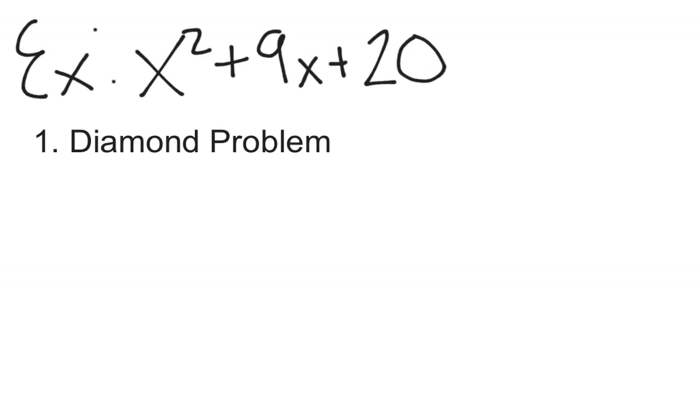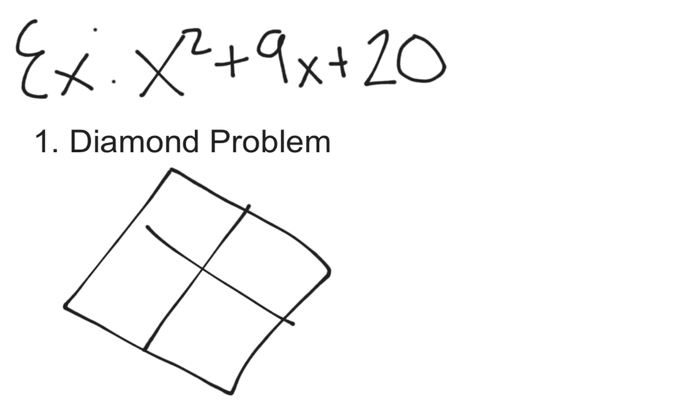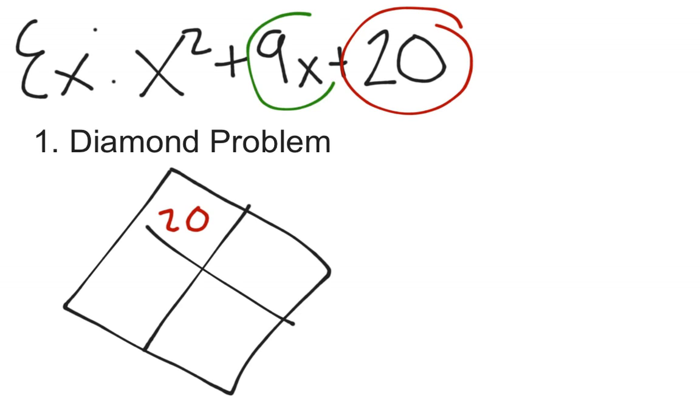So I draw my diamond, and 20 is going to go on top. 9 will go on the bottom. And I ask myself what multiplies to 20 and adds to 9, because that's what's going to go in these sides.